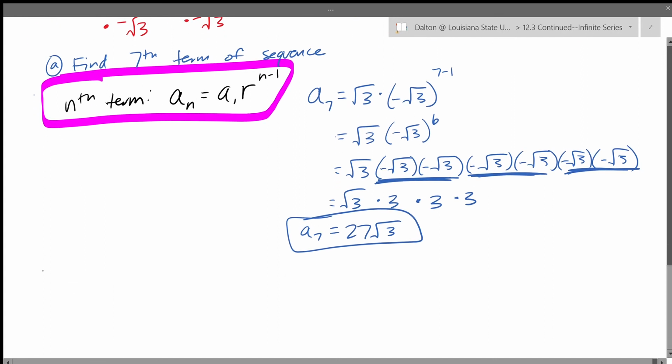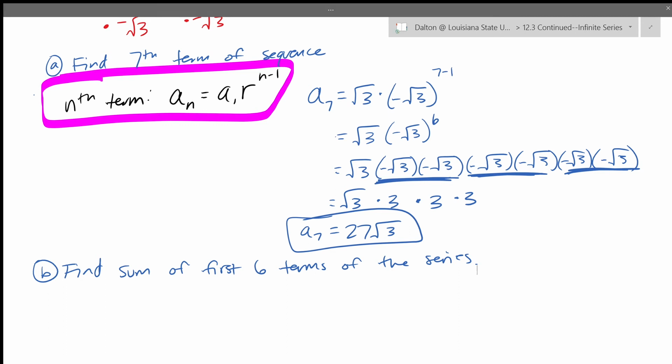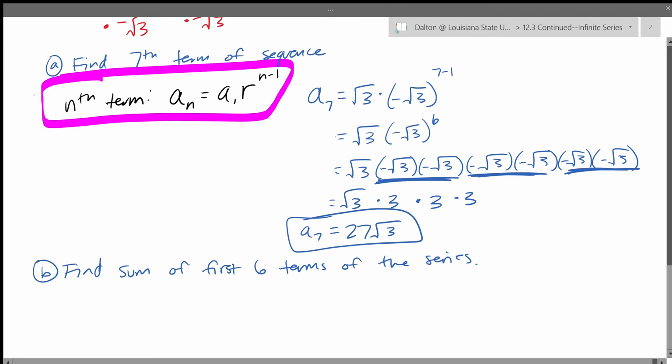I could also ask you to find the sum of the first 6 terms of the series. Again, there's the other word, right? The sequence is just the list of numbers. The series is when we start to add some things together. The sum for a geometric series would be s sub n equals a sub 1 times 1 minus r to the n power all over 1 minus r.